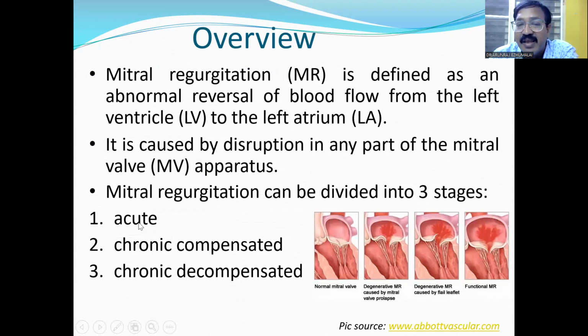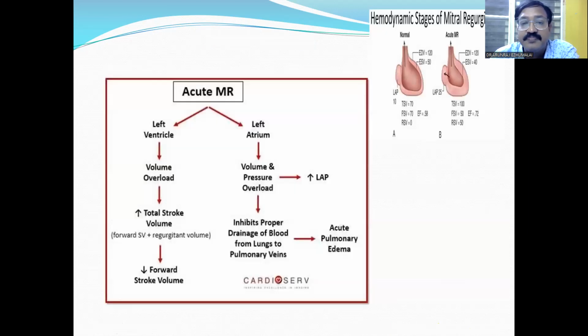Another thing they used to ask: what are the three stages of MR? The three stages are acute MR, chronic compensated, and chronic decompensated. In chronic compensated, the patient may not have features of left heart failure or right heart failure, and may not have any complaints. When the patient has complaints, it is decompensated: dyspnea, orthopnea, PND, pedal edema, everything. So the three stages of MR: acute, chronic compensated, and chronic decompensated.